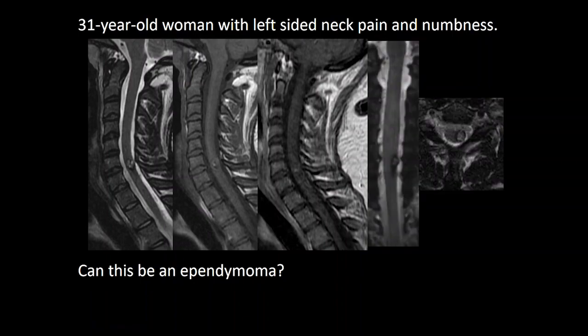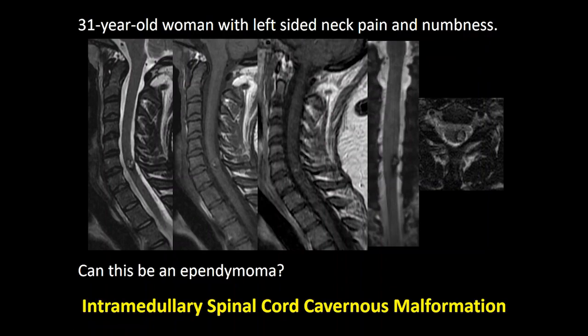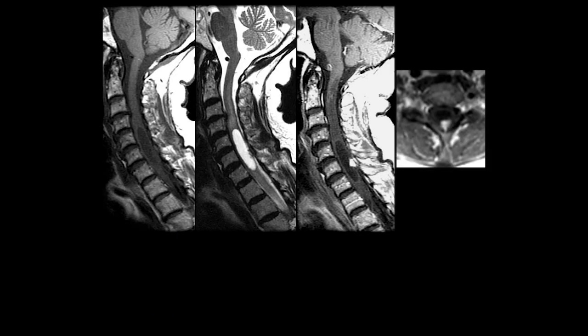If you look at the coronal and the axial images, this lesion does not lie in the midline, it's off midline and therefore cannot be an ependymoma. Diagnosis will be that of an intramedullary spinal cord cavernous malformation that is somewhat commonly seen. This is another case with classic imaging features.